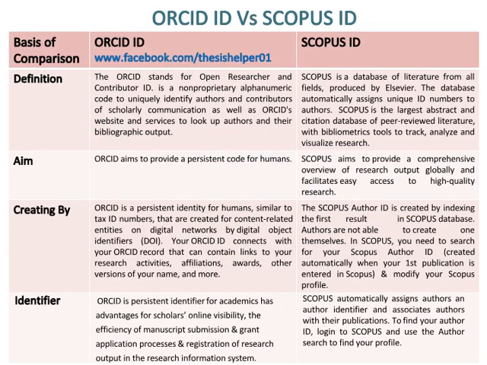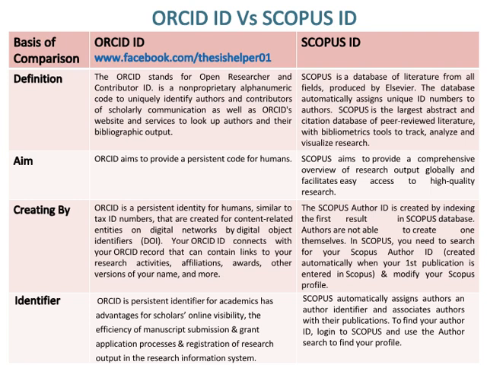of scholarly communication, as well as ORCID's website and services to look up authors and their bibliographic output. Whereas Scopus is a database of literature from all fields, produced by Elsevier. The database automatically assigns unique ID numbers to authors. Scopus is the largest abstract and citation database of peer-reviewed literature, with bibliometrics tools to track, analyze and visualize research.